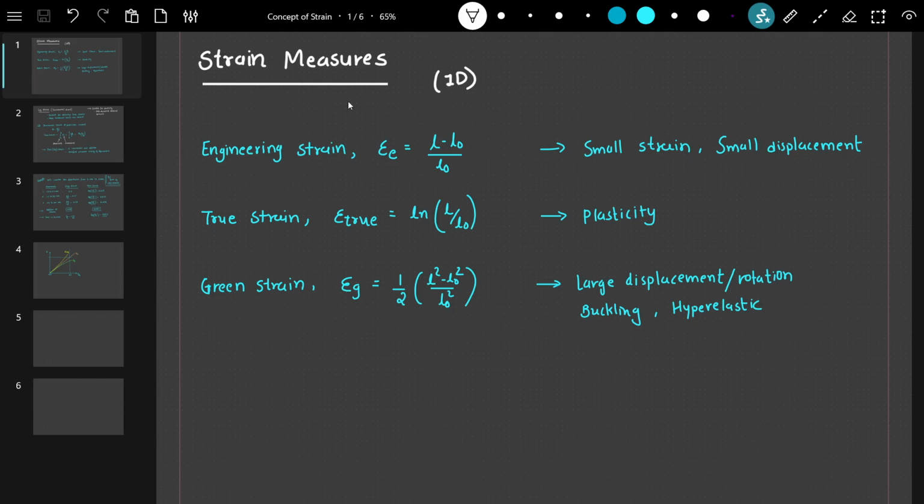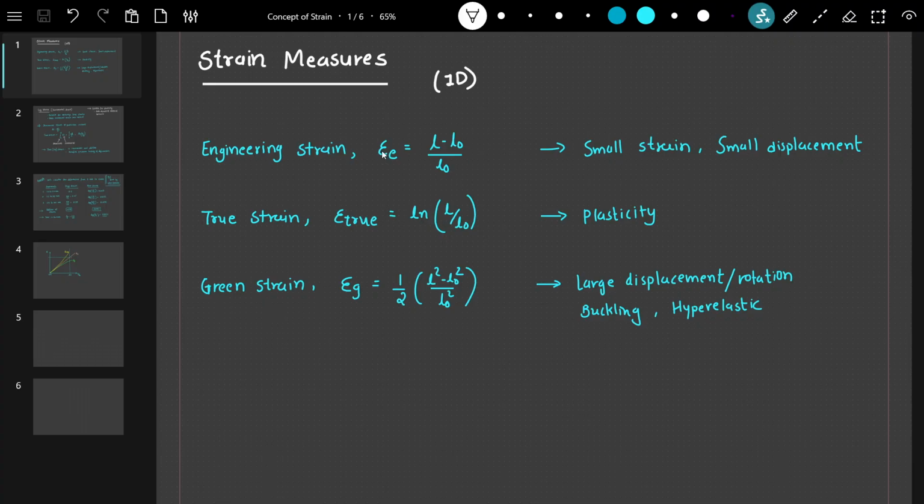Now we will see different strain measures. Before going into the derivation in the next lectures, in this lecture, let's see some strain measures in the 1D case. So you must have heard of these different strain measures: engineering strain, true strain, Green strain.